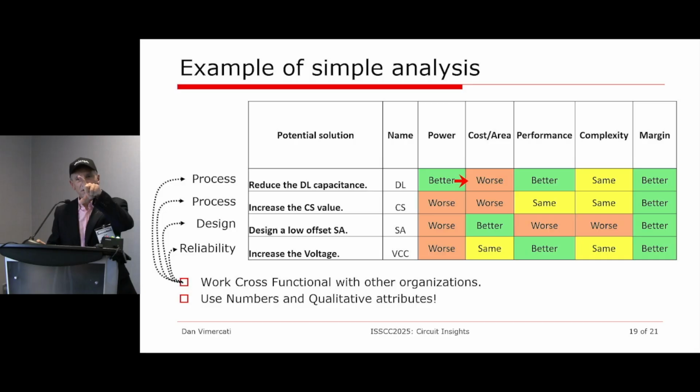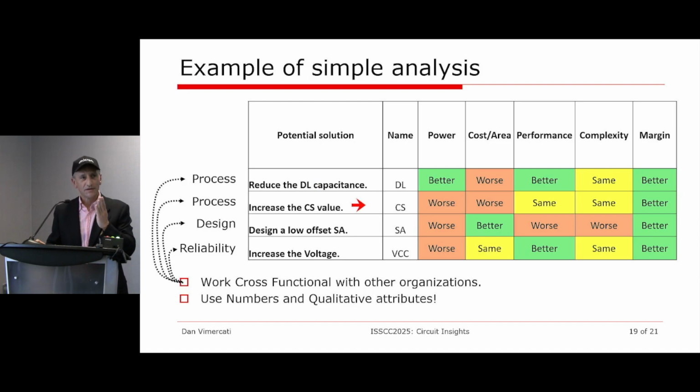Or you want to make the digital line shorter, but that means adding more interruption in the big array, and that costs a little bit of area. Performance is probably going to be better because less capacitance is going to be faster to switch. The complexity is probably very similar or the same, and the margin, of course, is better.